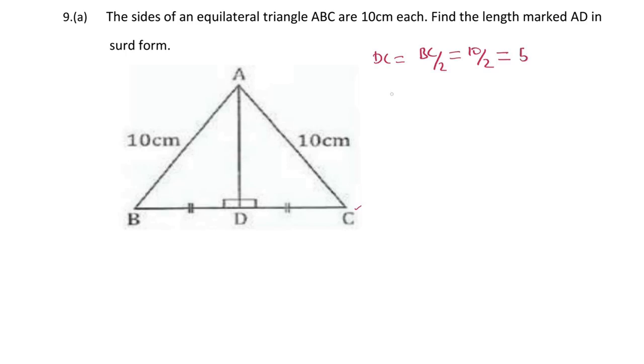Okay, so now using Pythagoras theorem, let us recall the formula which says AD squared plus DC squared equals AC squared.